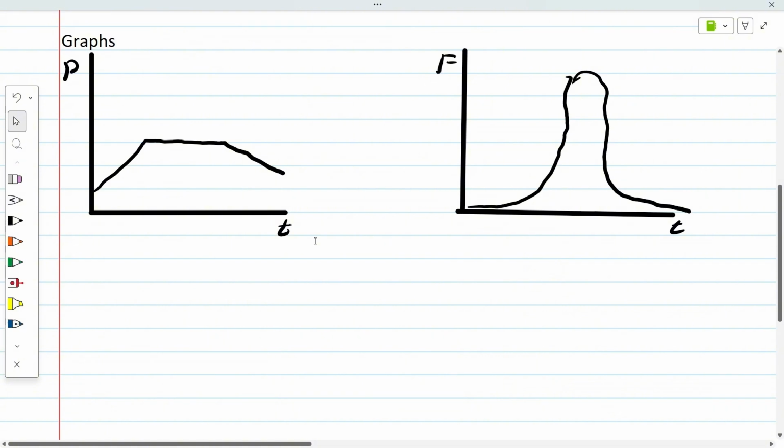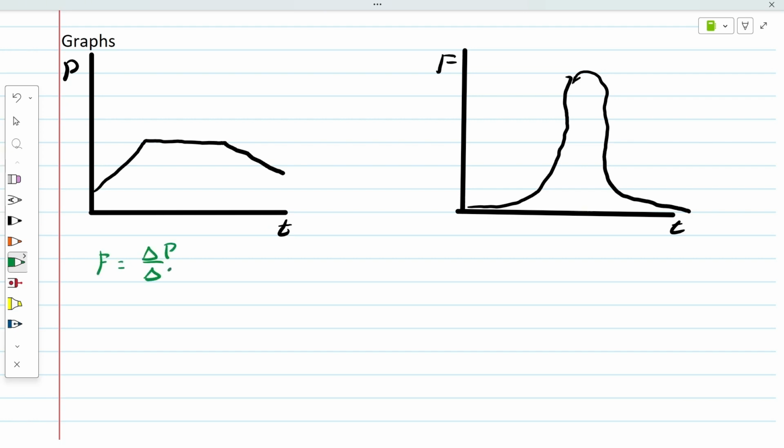So let's say we were given a graph of the momentum versus time. Since we know that the force equals the change in momentum over the change in time, this is just a rate of change right here. So if we have a graph of this, the rate of change is just a slope. So if we wanted to find the force given these two variables, we could find it by just using the slope here. So whatever the slope is, would be F net.